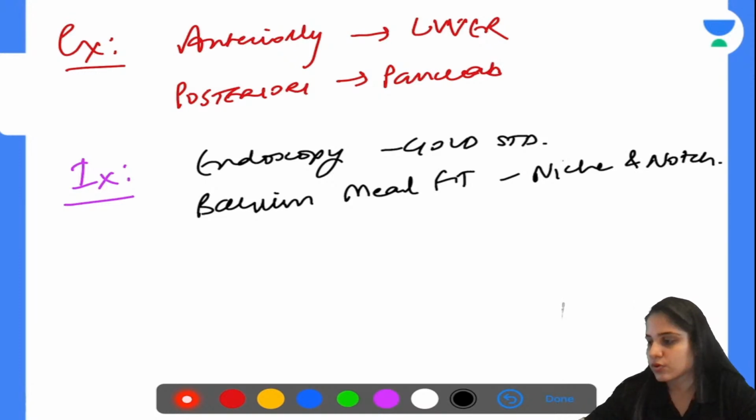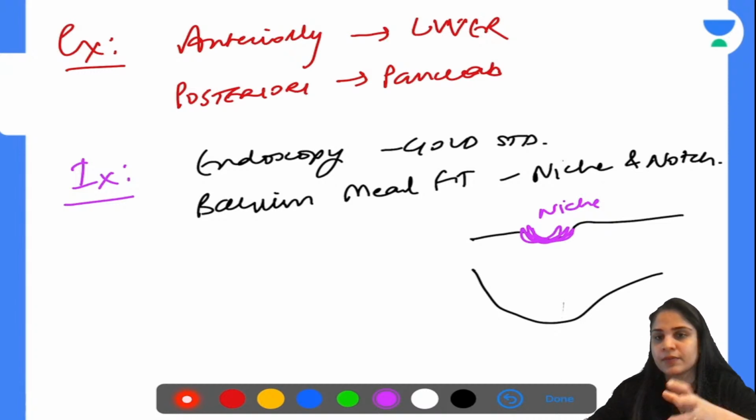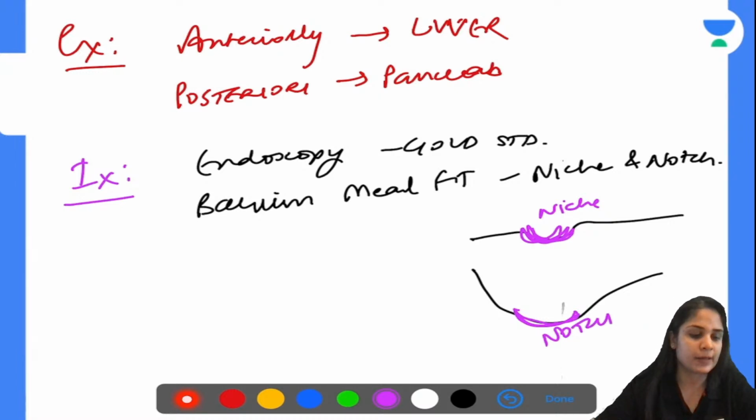So what is a niche and notch pattern? Where the ulcer is, you will see something going down like that. That is called the niche, and the greater curvature of the stomach will distend compensatorily. That is called a notch. So, the niche and the notch pattern. Now, investigations are done.